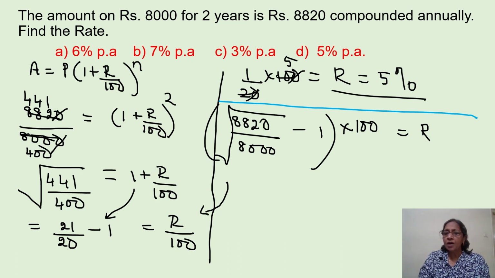Okay, so if you work out this, you'll get the same thing as what I have done earlier. This is the easier way to do it without even bothering to use the formula. So your correct option is the D option. Okay, let's go to the next sum.